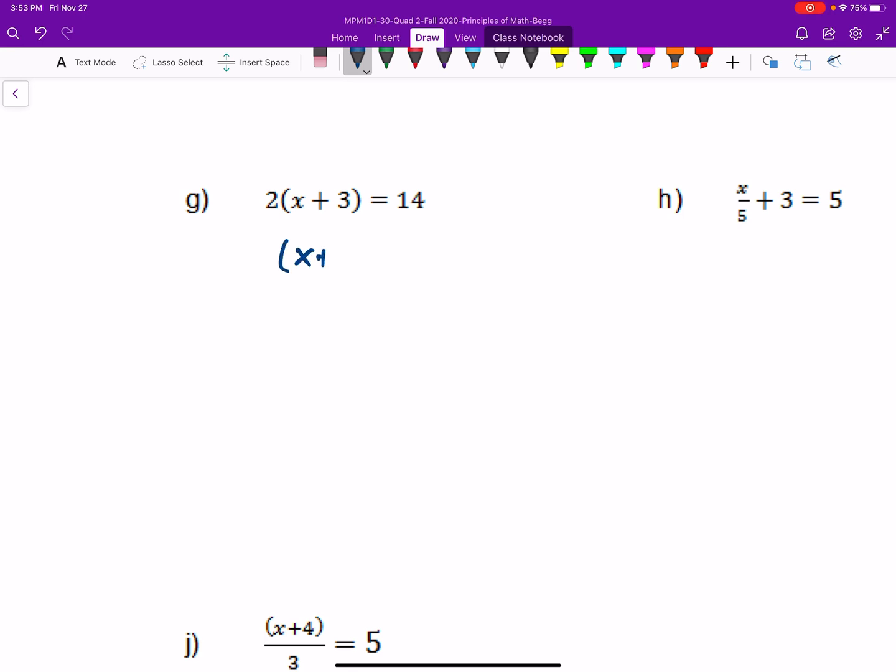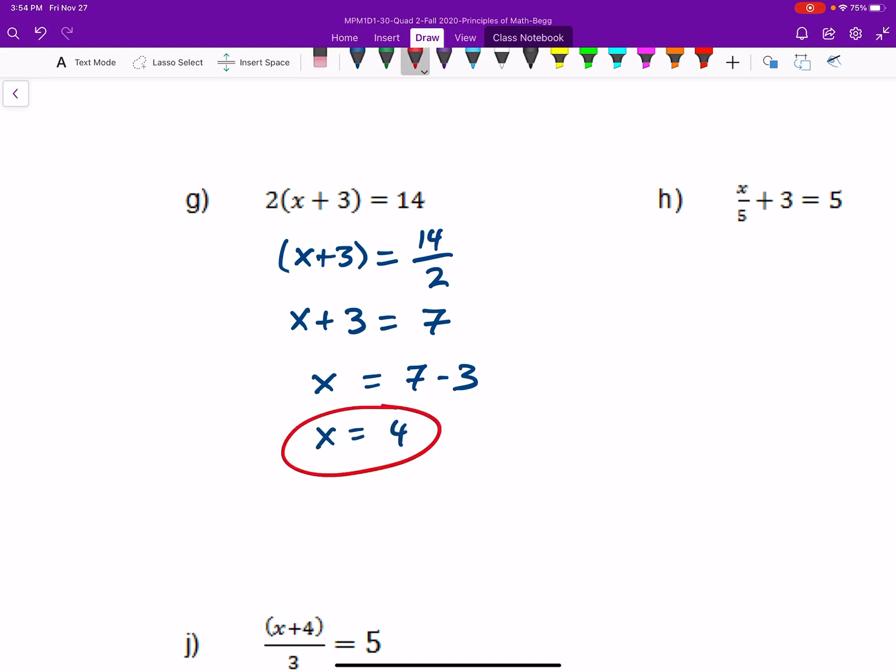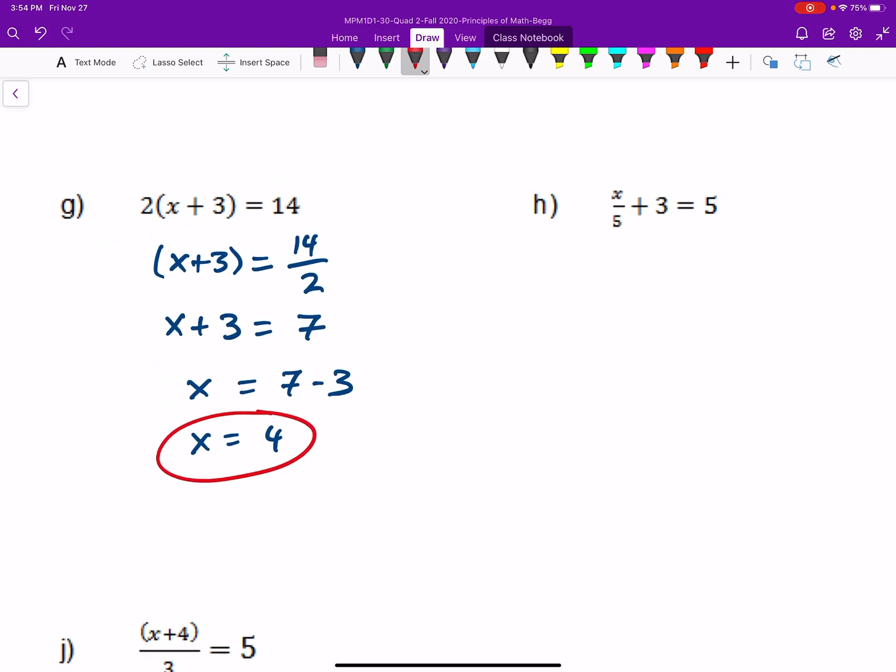I could leave the brackets or not. I don't need them once I divide both sides by 2. And I'm going to take those brackets away since I don't need them anymore. And I've got x plus 3 equals 7. Then I would bring that 3 to the other side as a subtraction, and I'd have x equals 4. As a check, put 4 in for x. 4 plus 3 is 7. 7 times 2 is 14, and that makes sense.